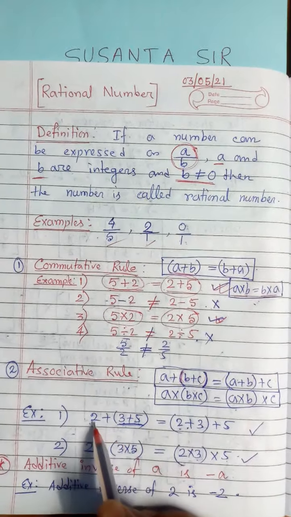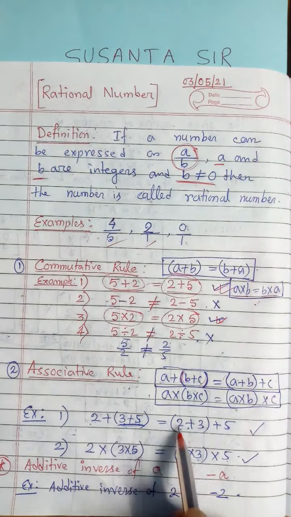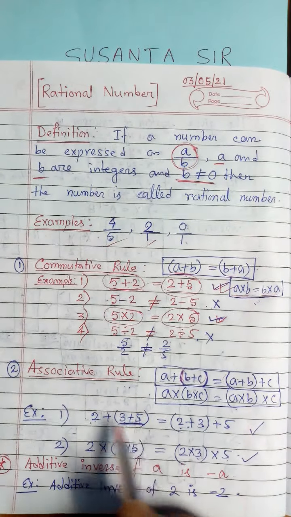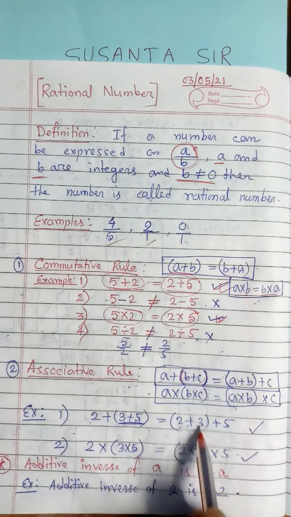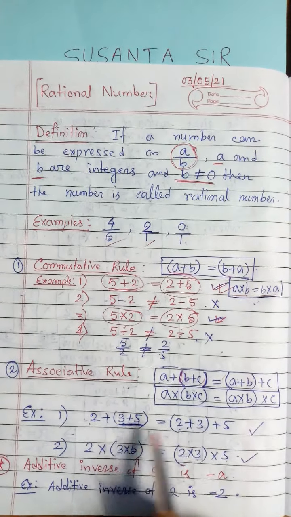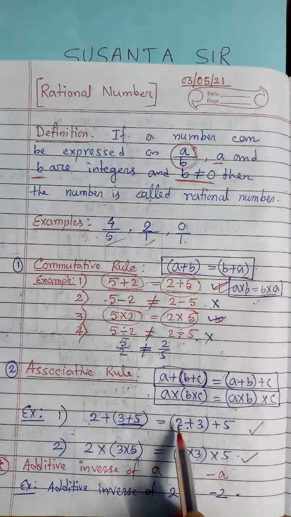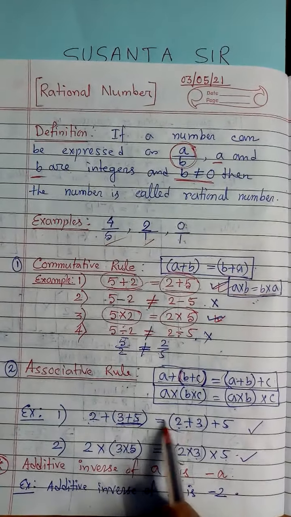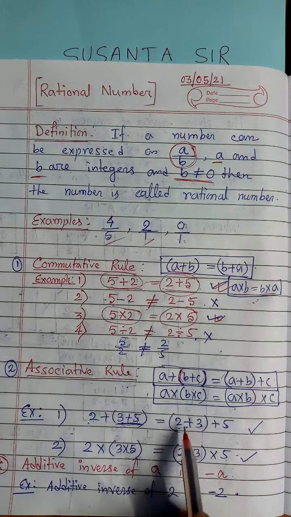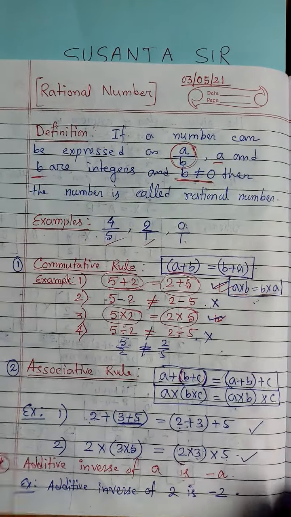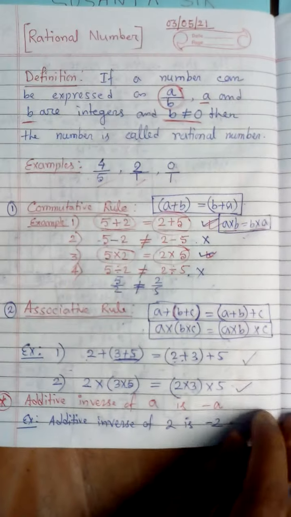See the example, 2 plus 3 plus 5. If you add first 3 plus 5 means 8, 8 plus 2 is 10, as well as 2 plus 3 is 5, 5 plus 5 is 10. That means this is called the associative property. Associative property means you can anytime change the position of the bracket. Similarly for multiplication also.